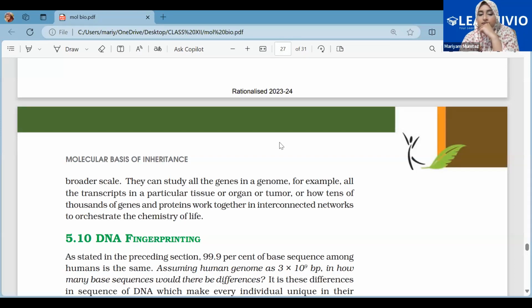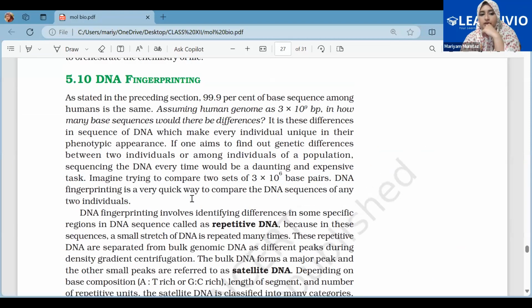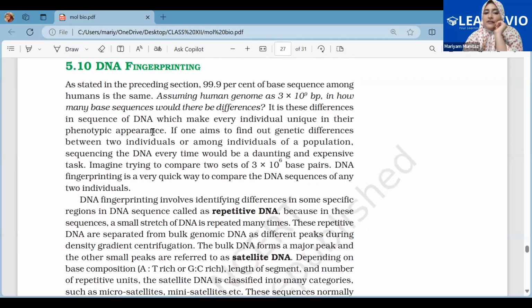Okay, so let's come on to this particular thing. Now we were doing DNA fingerprinting. Have you people ever heard about DNA fingerprinting? None of you have. Okay, see.